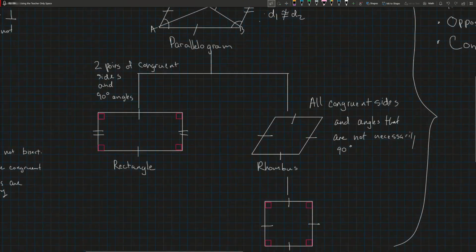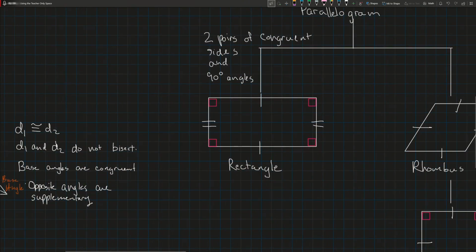So moving on to the rectangle. If I draw the diagonals, we can see that the diagonals are definitely congruent. But the diagonals here do bisect each other, but the intersections are not 90 degrees.